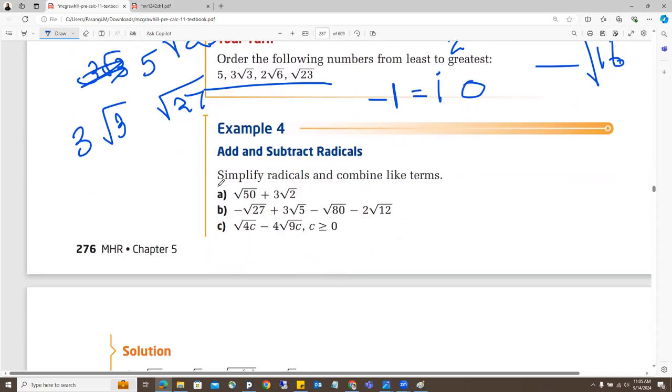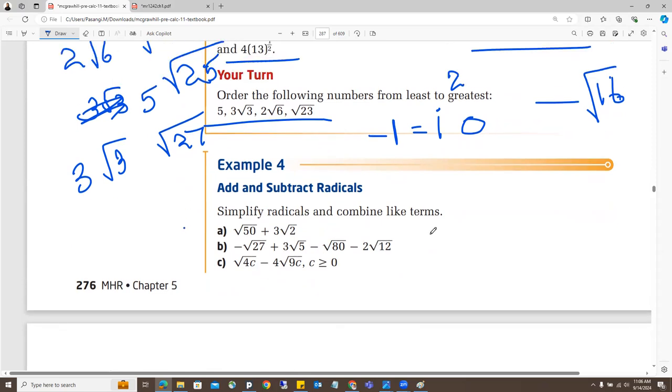Okay. Now we have to add and subtract radicals. So to add or to subtract, what is the condition we should have? Same radicands. Yes, the same radicands should be there. Correct. Okay, can you do these three by yourself? Yeah. Okay.